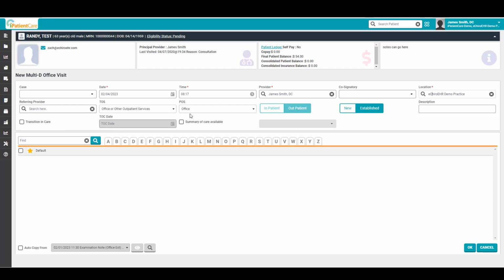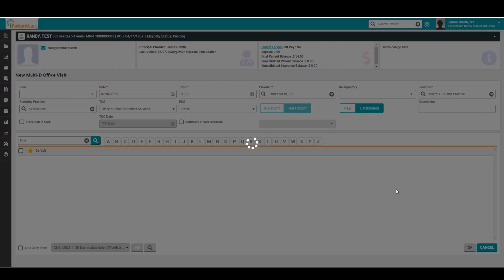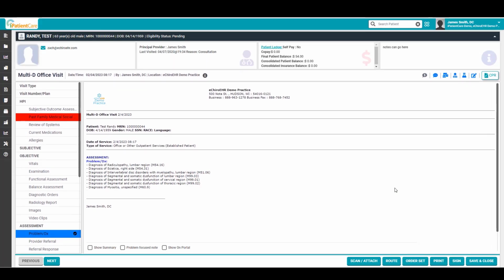And then, of course, the office visit, place of service, and whether this is a new or established patient. This will be automatically determined. And so we will go ahead and click OK down on the lower right-hand part of the screen, and that opens up our patient visit note. So let's learn about how the note functions and operates.